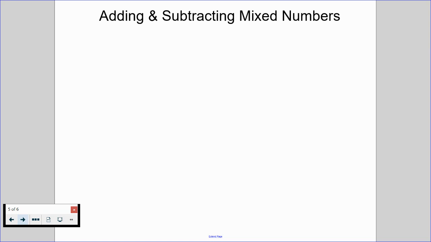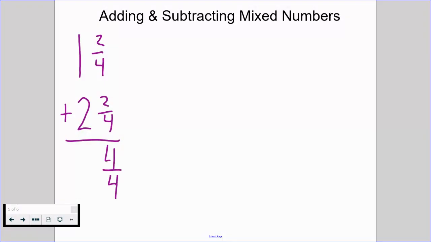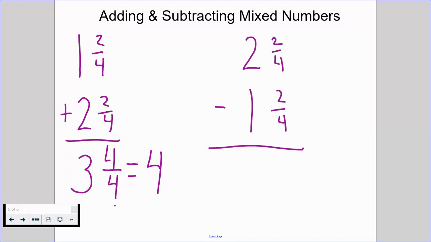We then got into adding and subtracting mixed numbers. So for example, if we are adding 1 and 2/4 plus 2 and 2/4, we add the fractions, that gives me 4/4. We add the whole numbers, that gives me 3, but you'll also notice 4/4 is the same as 1, so that gives me the final answer of 4. In subtraction, let's reverse those numbers, 2 and 2/4, and let's take away 1 and 2/4. 2/4 minus 2/4 is 0/4. 2 minus 1 is 1, so my final answer is just 1.